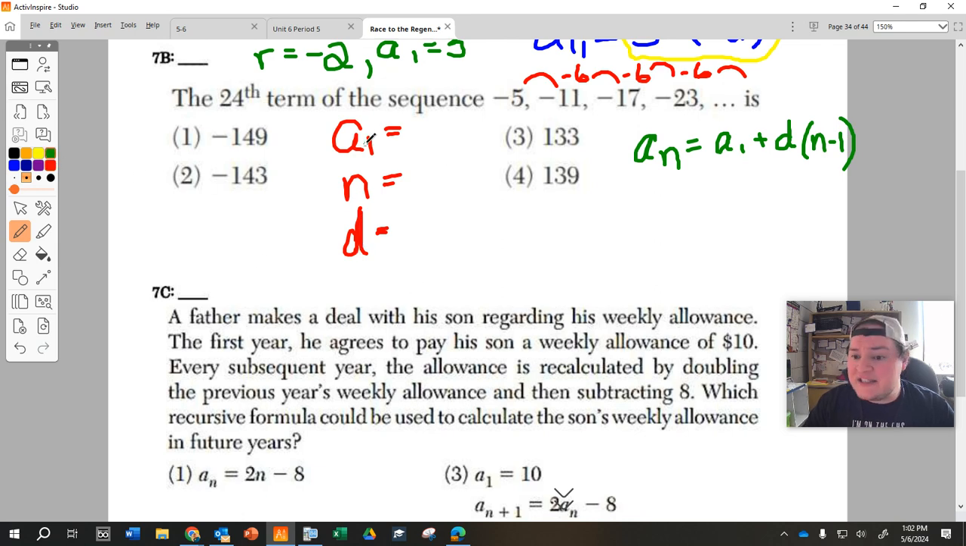a sub 1 is the first term in the pattern. Looking up at your pattern, pretty easy. What's the first term in the pattern? -5. Pretty straightforward. d is the amount that we are increasing or decreasing by. 6. Now, it's not just 6, it's -6. The negative matters because it implies we're going that direction.